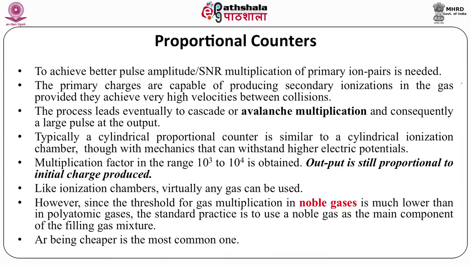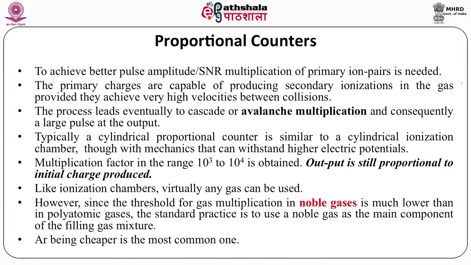Then comes, as I told you, after the ion chamber region, a proportional region where the pulse height or the charge collected is proportional to the initial radiation produced. This is achieved by increasing the voltage applied across the gas detector. Why do we do that? To improve the signal to noise ratio as you increase the signal height.